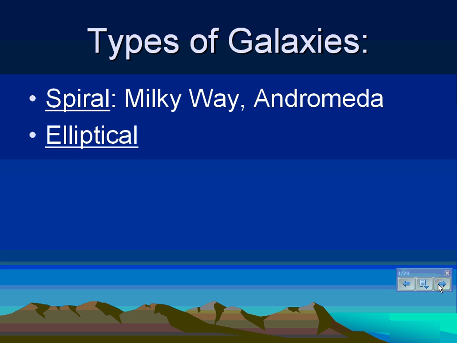The second category is elliptical, and these are kind of unusual ones. They don't have arms. They can be anywhere from a giant sphere down to a flat, mushy pancake without the spiral arms, okay? And these tend to be the largest galaxies we see with the most numbers of stars in them.